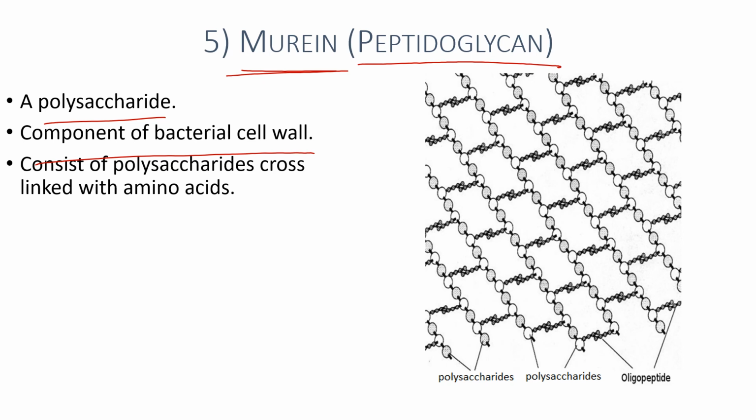It consists of polysaccharides cross-linked with amino acids. These are the polysaccharide chains that are linked together by amino acids. So that's it for this part. We are going to continue in the next video for the next subtopic, which is on lipids.